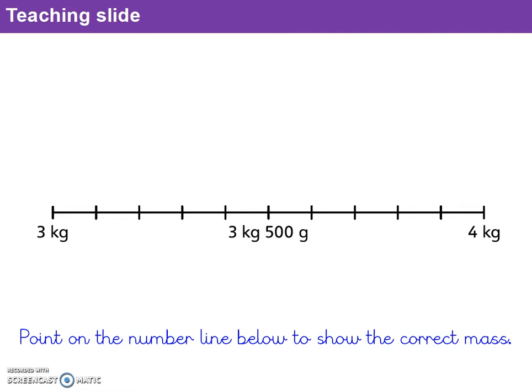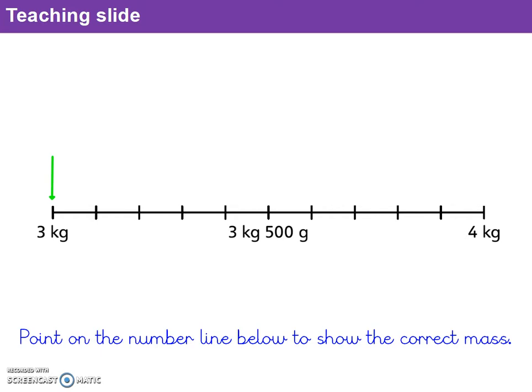There's 5 intervals between 3 kilograms and 3 kilograms 500 grams, which means we're going to have to use that difference of 500 and divide it by 5. So 500 divided by 5 is going to give me 100 grams. So each interval on this number line is going to be worth 100 grams. And now we're simply going to use our number line as a real number line and count on to find where 3 kilograms and 400 grams needs to go.